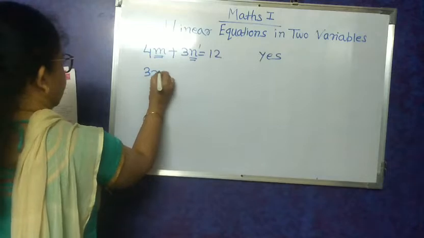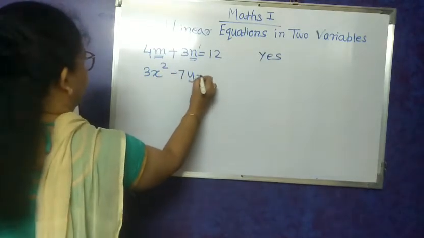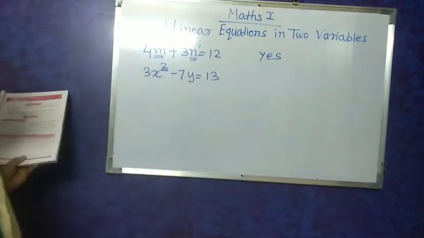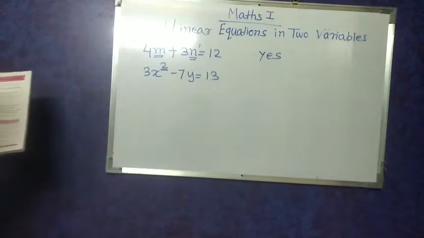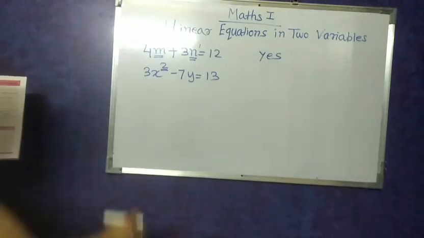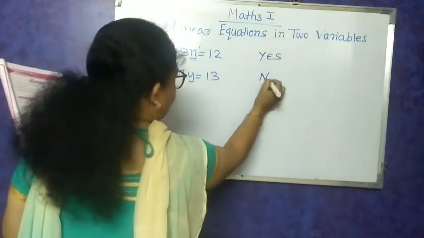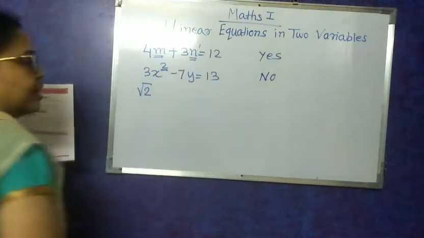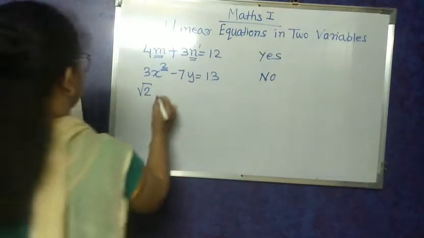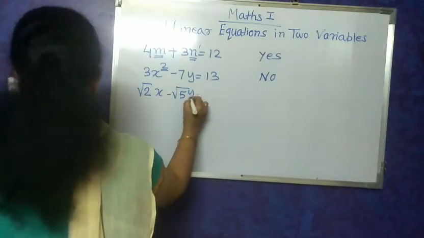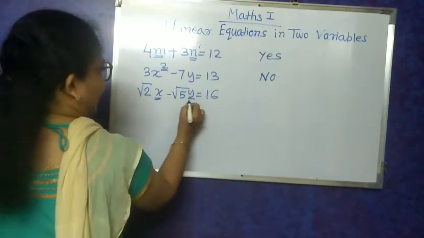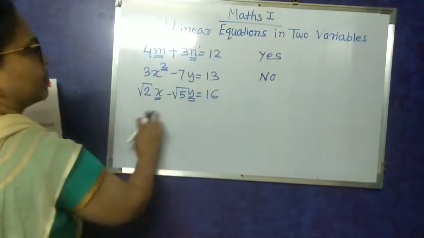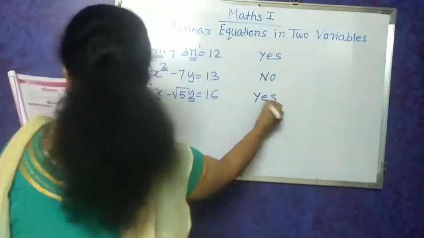Now in the second case, 3x square minus 7y is equal to 30. Two variables are there, but one of the variables is having the index 2. In a linear equation with two variables, the index should be 1. So is it a linear equation with two variables? No. Now what about the third one? Root 2x minus root 5y is equal to 16. x and y are there, x and y's index are 1, and the coefficients are real numbers, any number can be there. Then it's a yes. Clear?